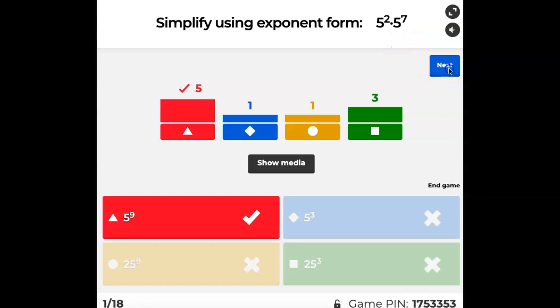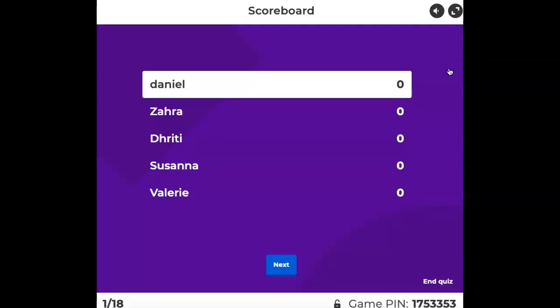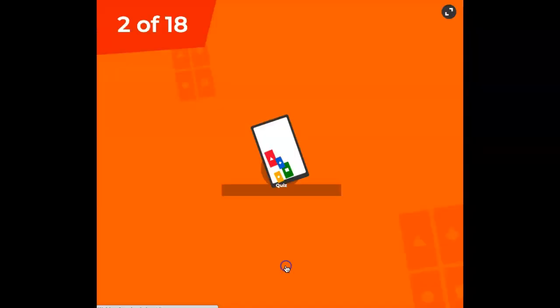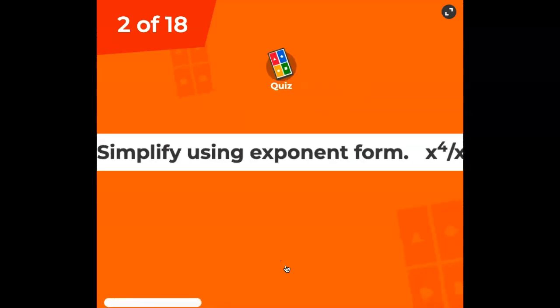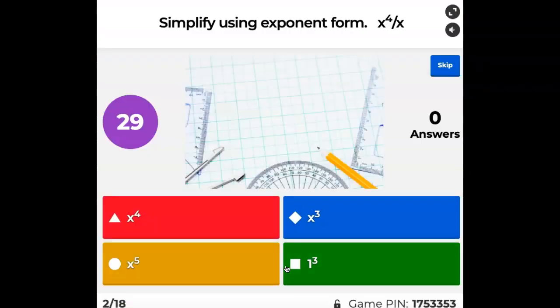Next question. So let's see who got this top. Daniel is there. Sarah, Drita, Suzanne, and Valerie. Let's go. Simplify using exponent form: x to the power of 4 divided by x.